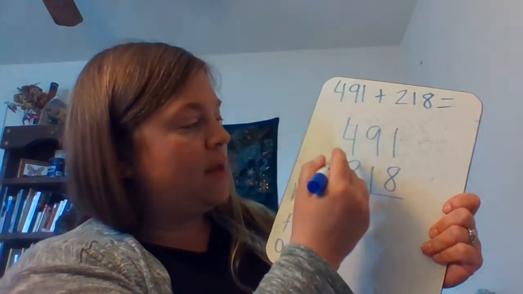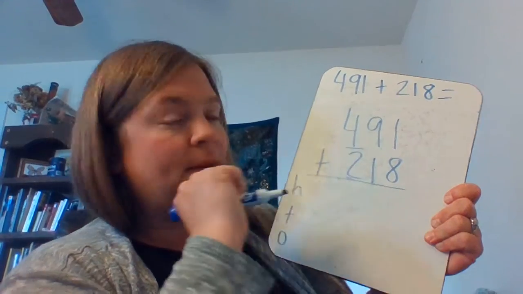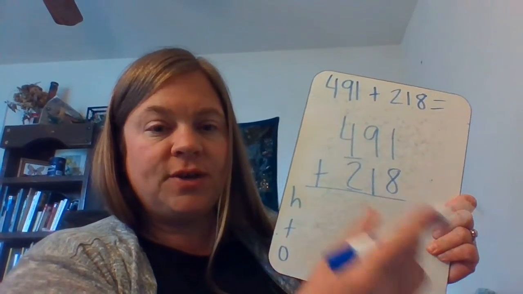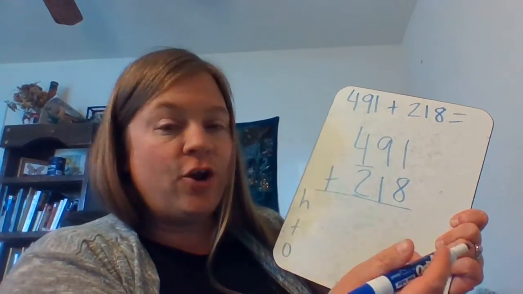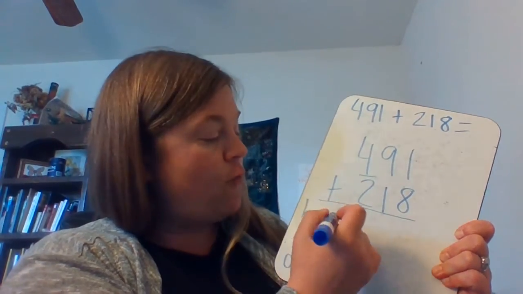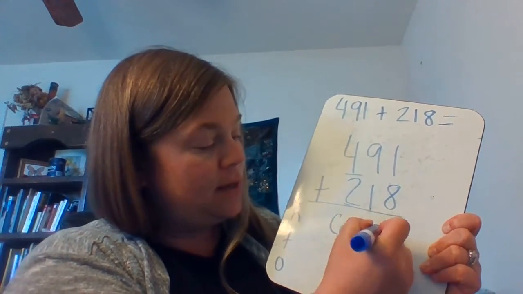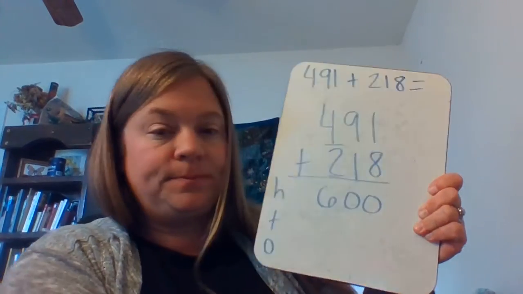Okay, so the first thing I'm going to think about is my hundreds plus my hundreds. So 400 plus 2 more hundreds. I know 4 plus 2 is 6, so I know 400 plus 200 gives me 600.